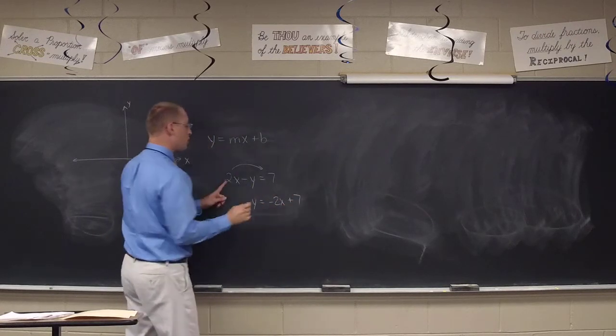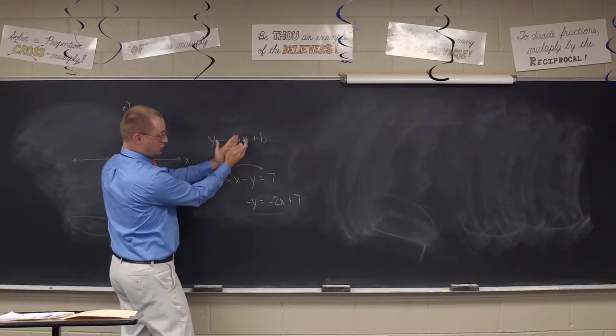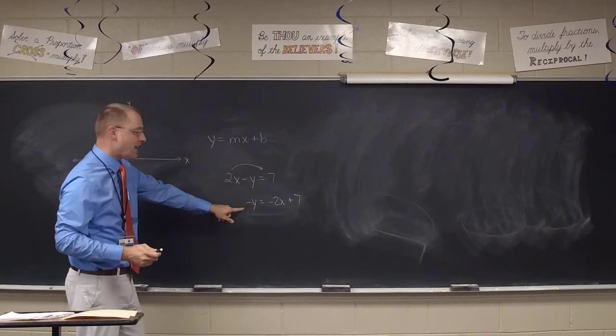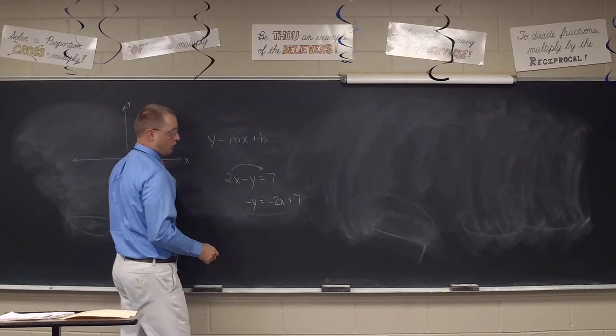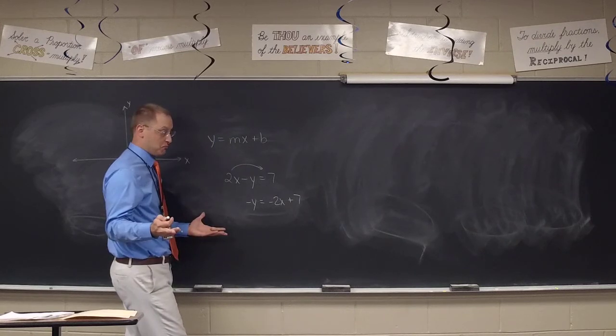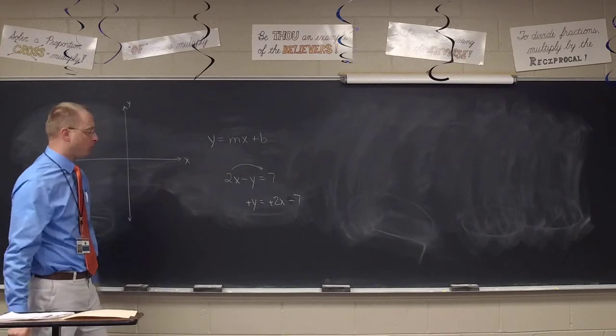Good. Put the negative 2x in front of the 7, so we have the y, then the equals, the x term, then the constant. But it's not a y, it's a negative y. What should I do now? Divide by the negative. Or, much easier idea would just be, change all the signs. Oh, yeah. We're done. We've got slope-intercept form.